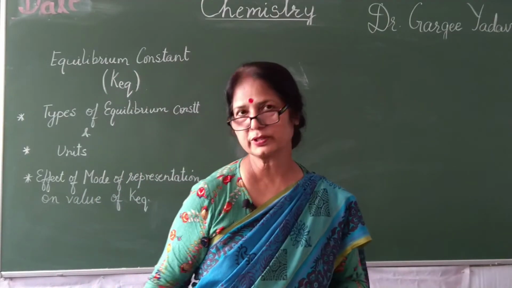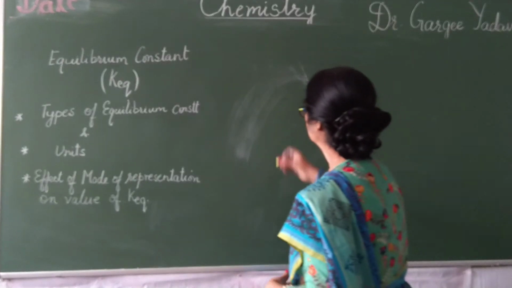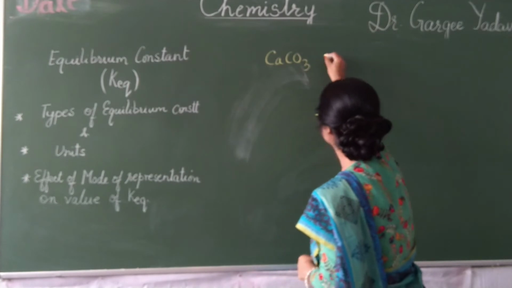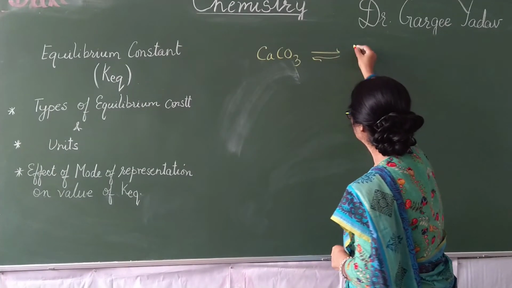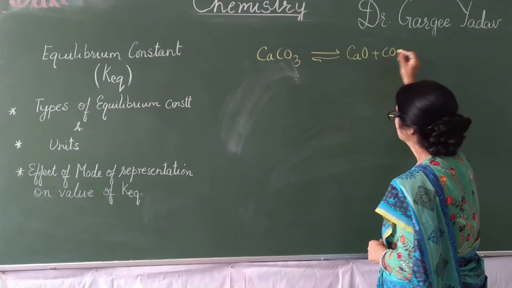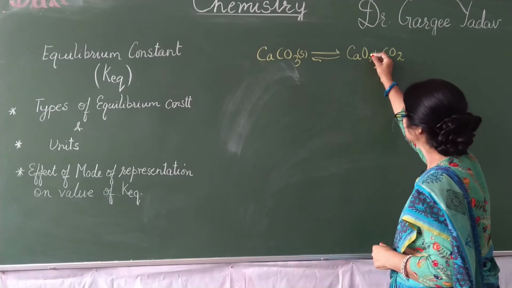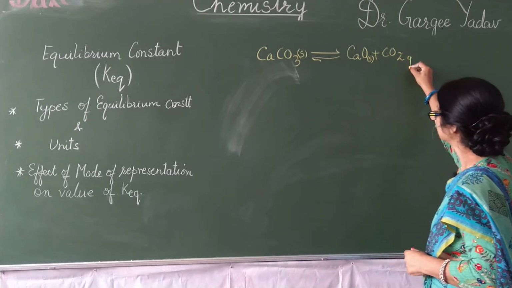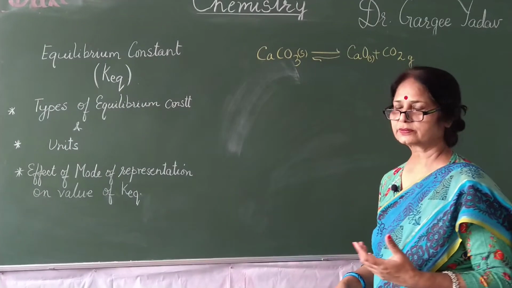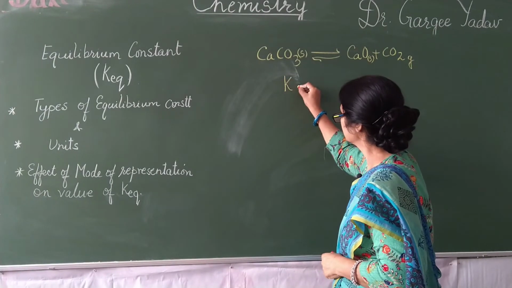Now let's come over to a simple example of decomposition of calcium carbonate. So how does calcium carbonate decompose? We all know it's a reversible reaction, and it forms calcium oxide and carbon dioxide. Here this is in the solid state, and this is again solid, and this is our gaseous state. It's a heterogeneous equilibrium.